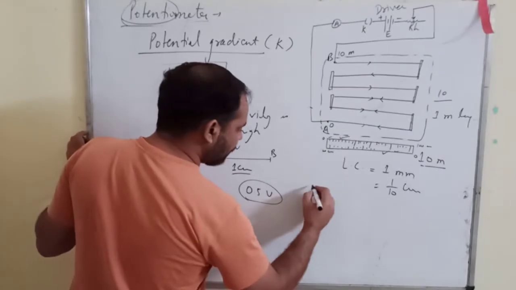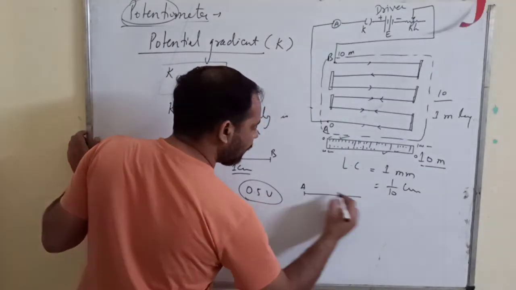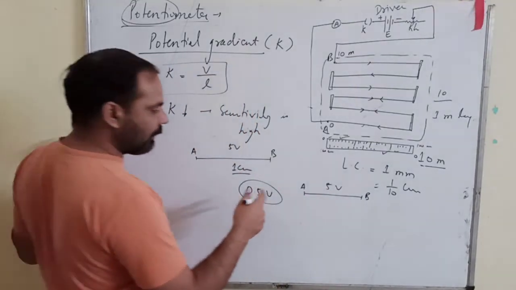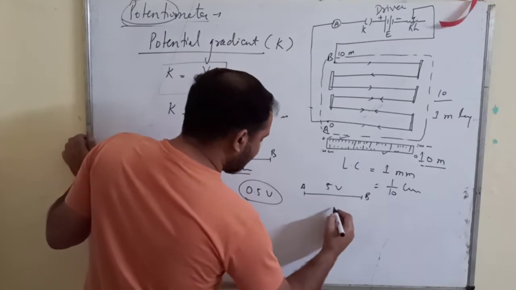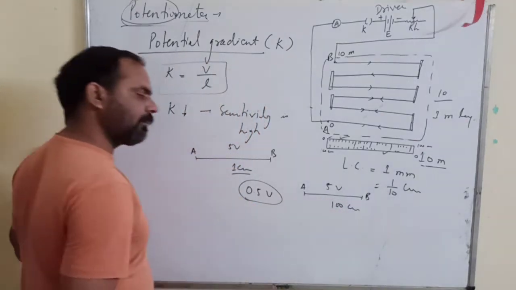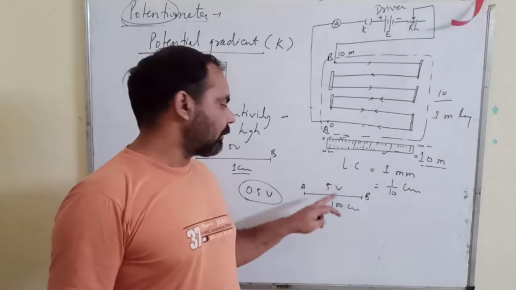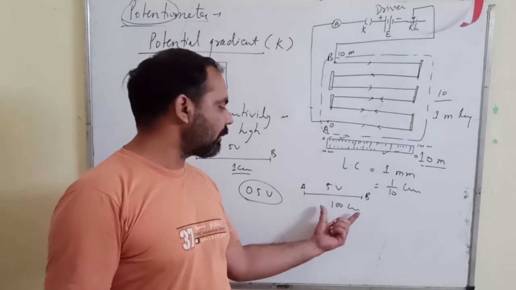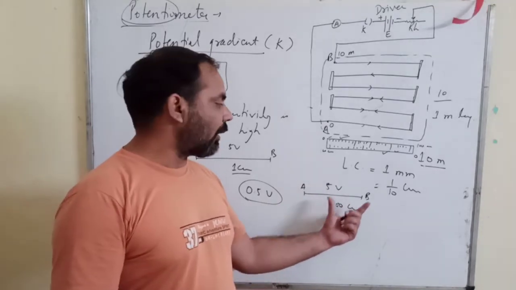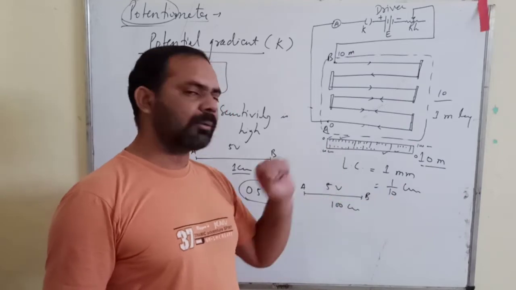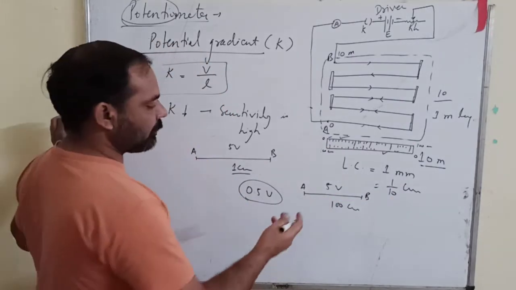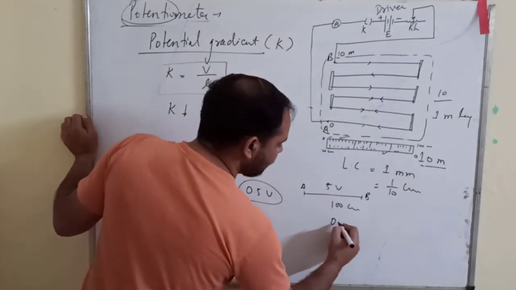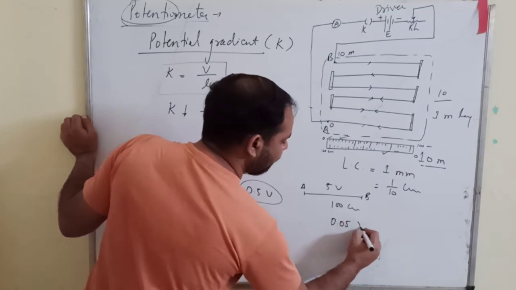Now suppose I change the length of A and B. Again I keep 5 volt, and I just increase this length to 100 centimeter. Now the drop of 5 volt is taking place over a length of 100 centimeter. How much minimum length can you measure? Up to 1 millimeter. So how much minimum potential drop can you measure with this potentiometer? It is 5 upon 100, meaning 0.05 volt.